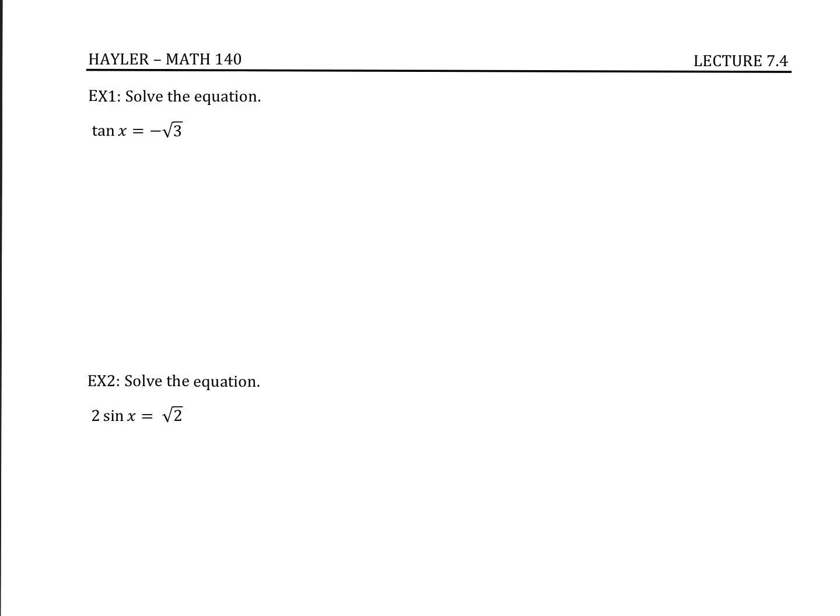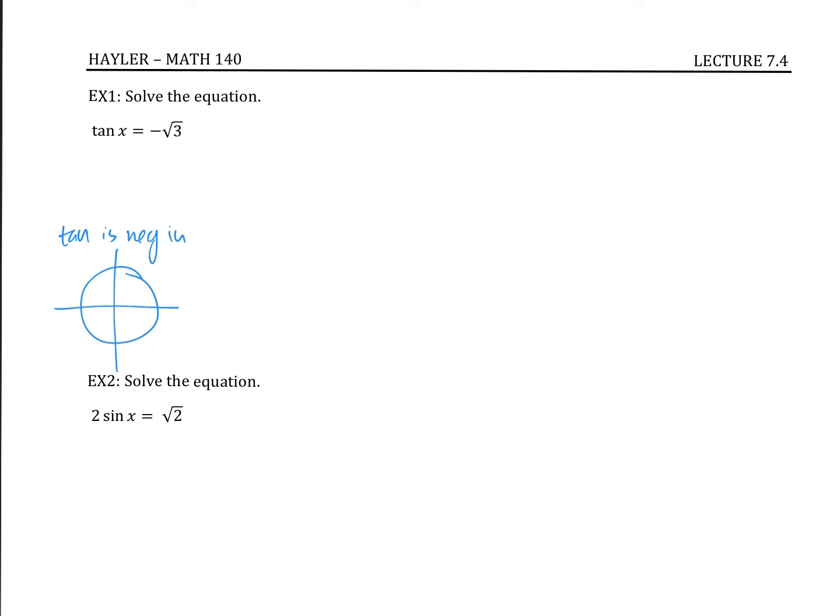Welcome to lecture 7.4. So we have example 1, solve the equation. We're looking at when tangent of x equals negative root 3. Okay, so when is tangent of x equal to negative root 3 in general? Well, we know tangent is negative. So tangent is negative in which of these quadrants?